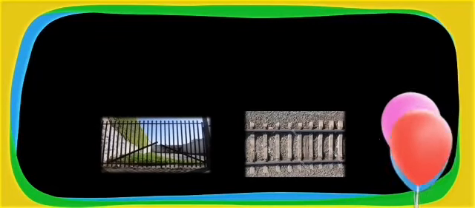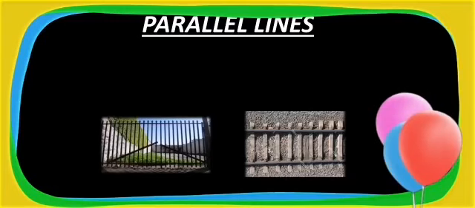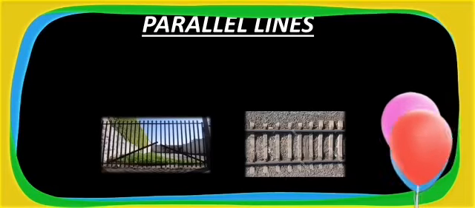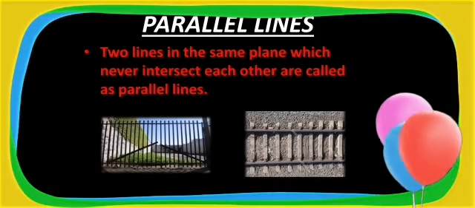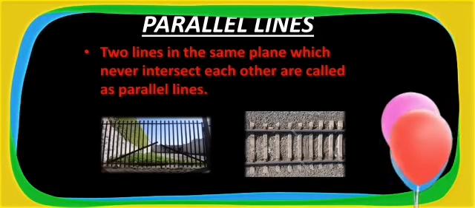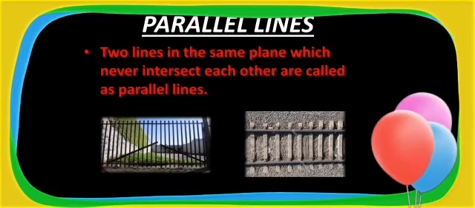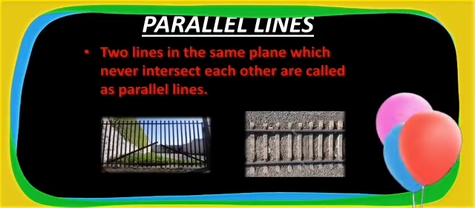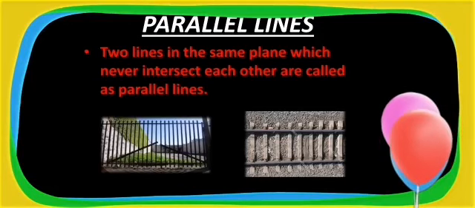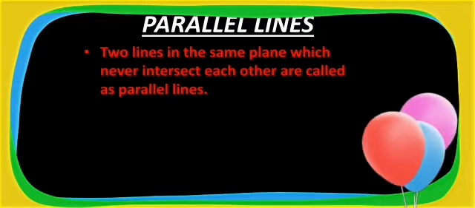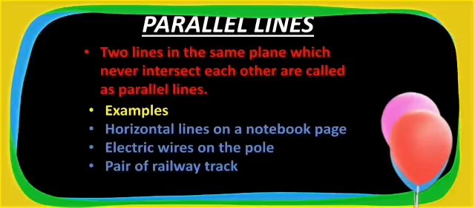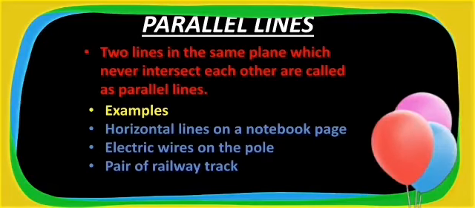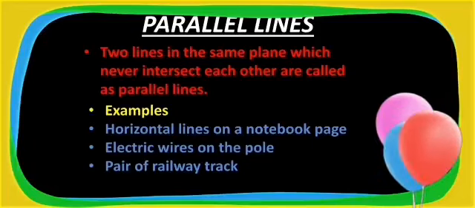So these diagrams give us insight into a special term in mathematics. That term is parallel lines. What we have observed in the diagram goes into its definition. Two lines in the same plane which never intersect each other are called parallel lines. We have already seen two examples in which lines were not intersecting. Let's see a few more real life examples: horizontal lines on a notebook page, then electric wires that we see on the electric pole, and the pair of railway tracks you have already seen.